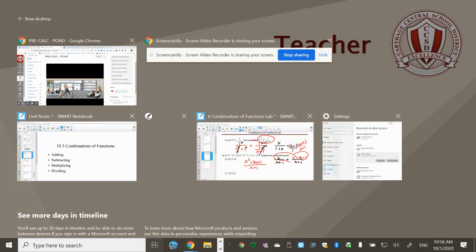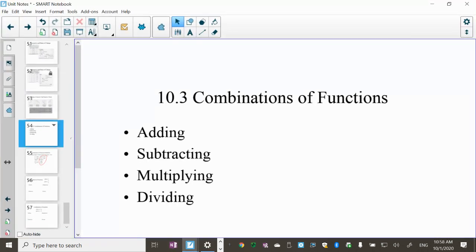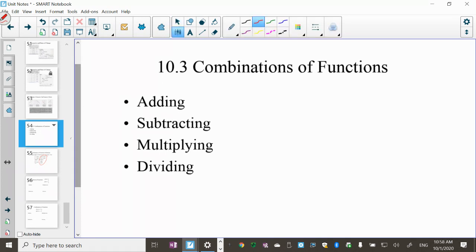Okay, we are going to start with the notes for combinations of functions. This is near the back of your packet. It's very short. Here we're basically taking 2 or 3 or 4 functions and combining them using adding, subtracting, multiplying, and dividing.